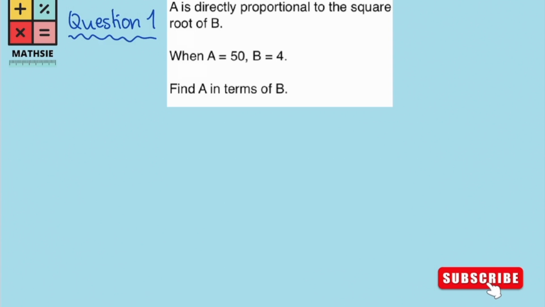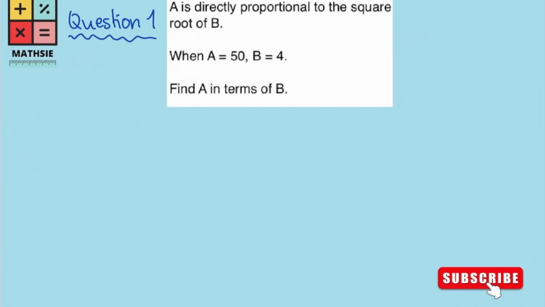So the first question that we're going to look at is about direct proportionality. What we have here is that A is directly proportional to the square root of B. And we know that when A is 50, B is equal to 4. We need to find A in terms of B.